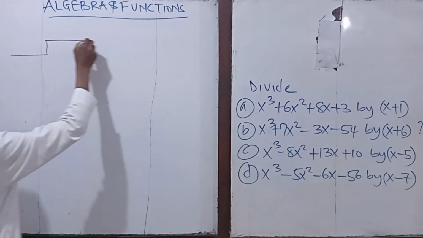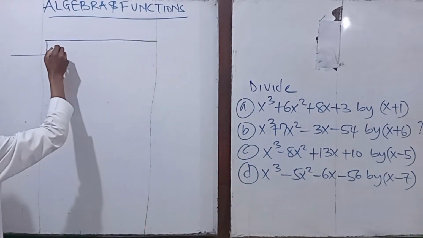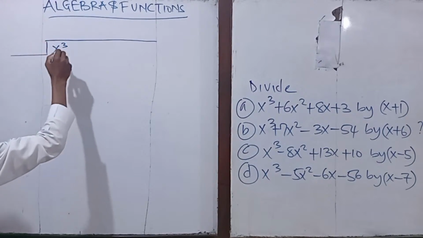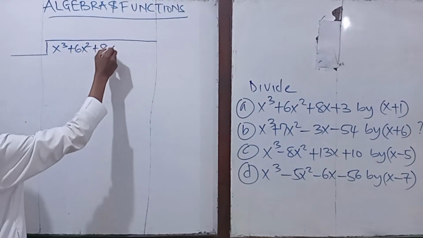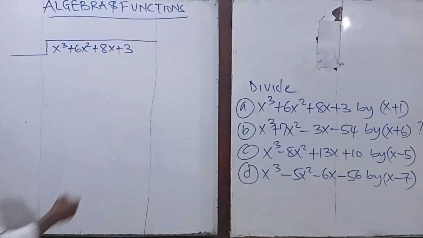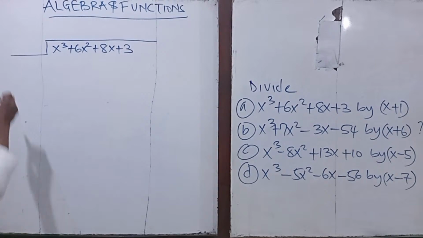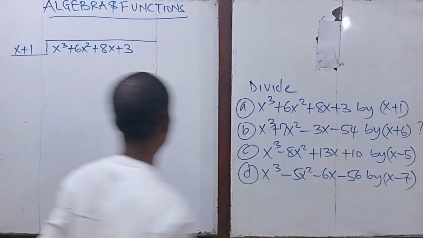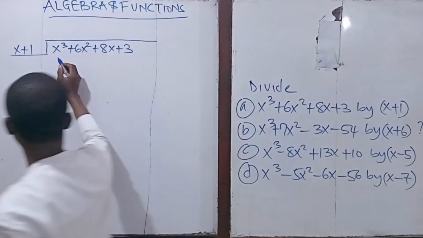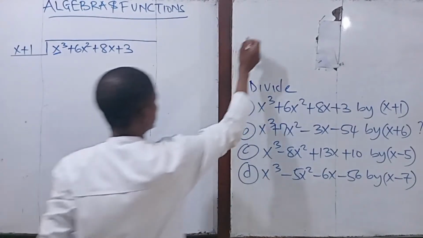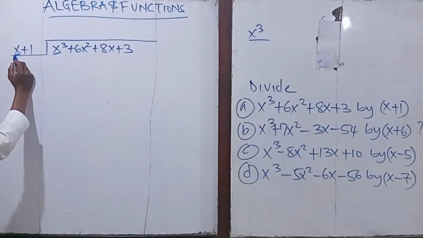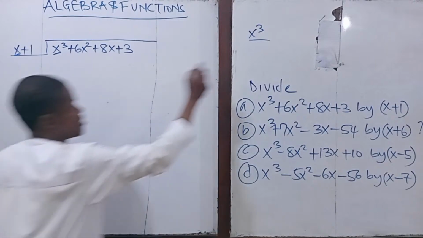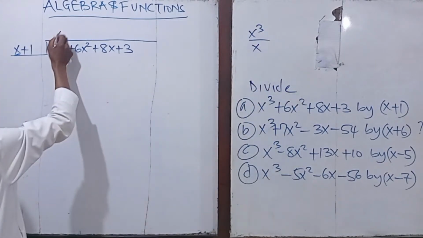The polynomial will be inside this box. X cubed plus 6x squared plus 8x, and then plus 3. And then what you are using to divide is what we call the divisor. That's x plus 1. What you do is very simple. You take the first item, the x cubed, and then you divide by the first one of what you are using to divide, and that will give you x squared.